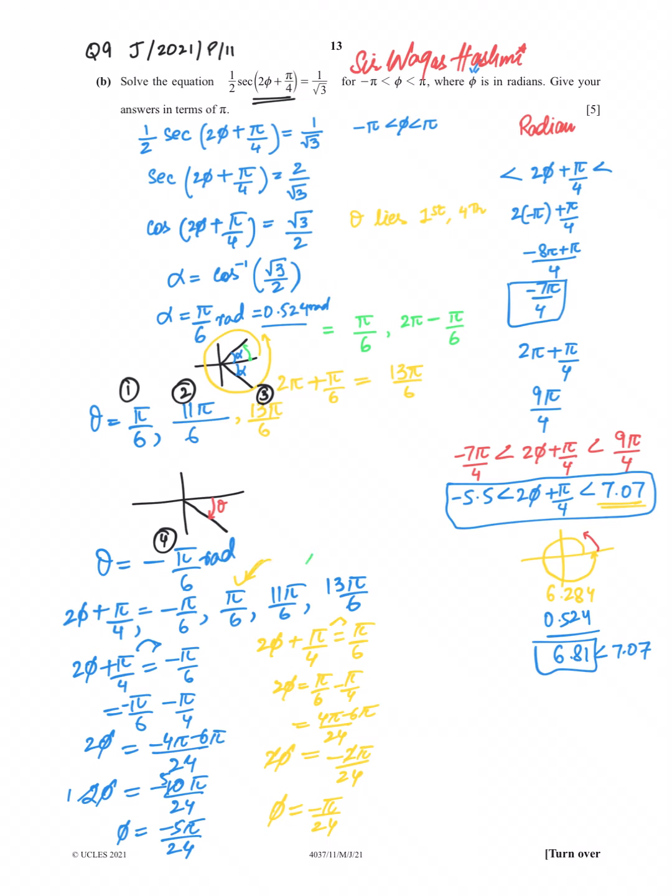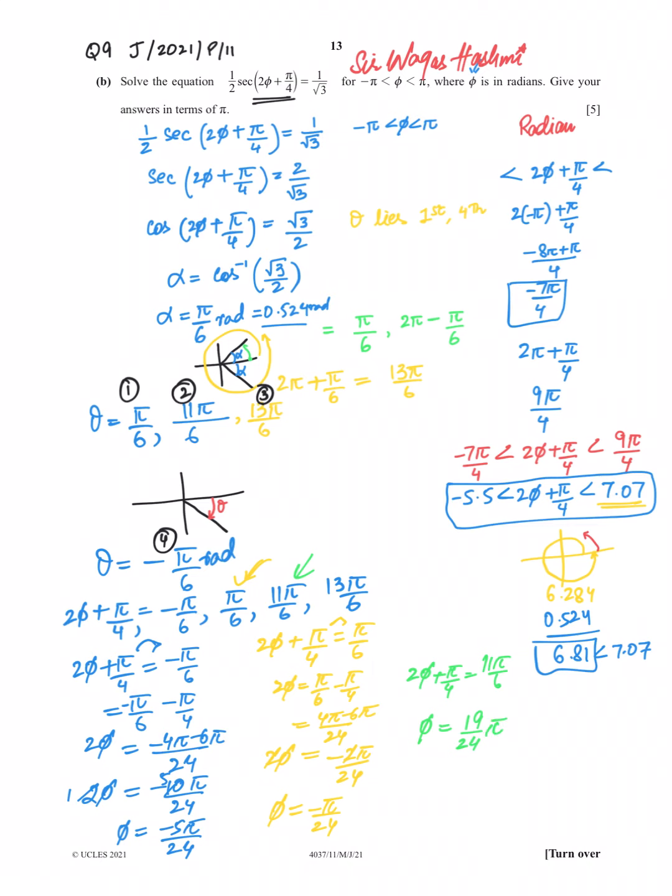After that, we are going to pick 11 pi over 6 with the same working. 2 psi plus pi over 4 equals 11 pi over 6. Again, solving with the method we have done in the previous two, you will get the value of psi, and that equals 19 over 24 pi.